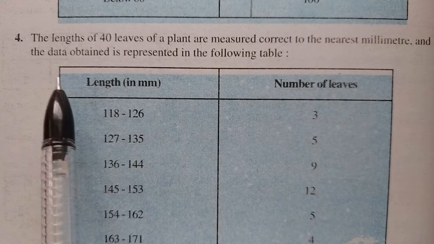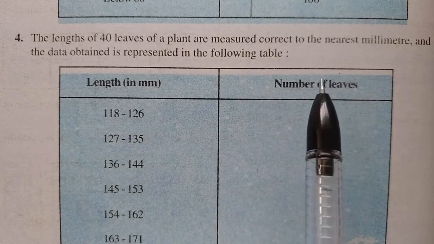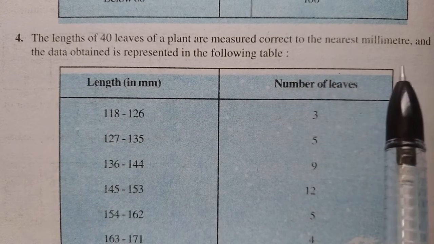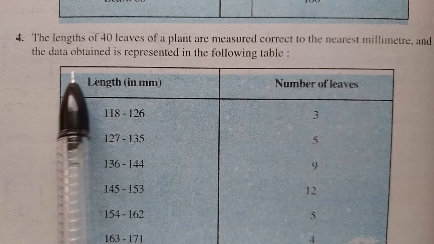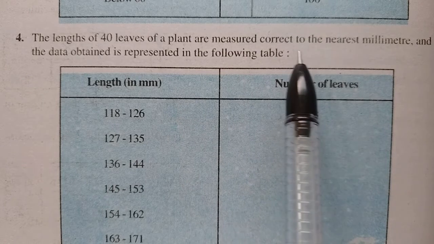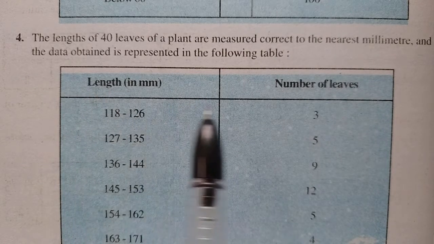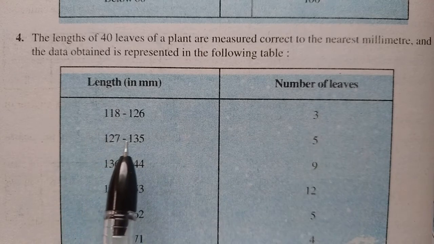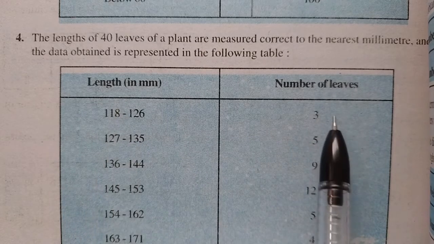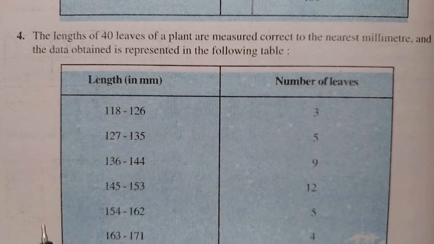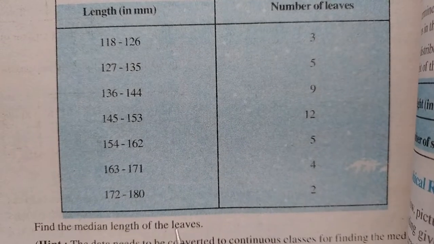Question number 4. The lengths of 40 leaves of a plant are measured correct to the nearest millimeter and the data obtained is represented in the following table. Length 118 to 126, 3; 127 to 135, 5. Likewise, data is given. The question is to find the median.